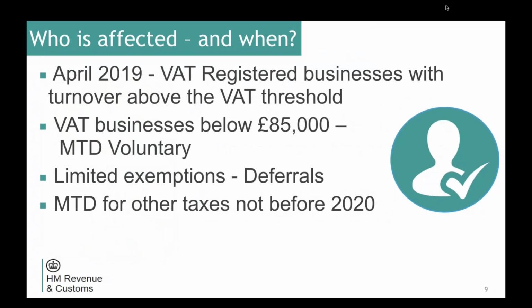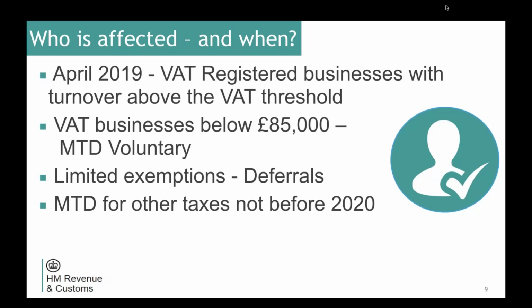So who is affected and when? The key date, which I'm sure everyone is aware of, is April 2019. So the end of this month, beginning of the next month, that's when the mandation for Making Tax Digital comes in. And what that means in practice is anybody with a VAT period that begins after April, or April onwards, will fall into mandation for Making Tax Digital. So at that point, what they would have to do is start complying with the keeping of digital records.